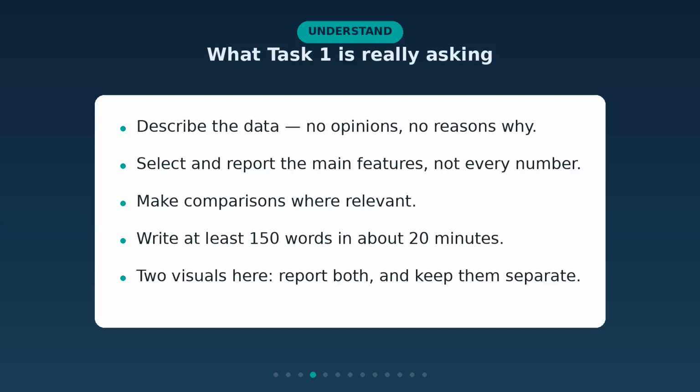First, let's be clear about the job. Task 1 is pure description, no opinions, and no guessing why. You select the main features rather than listing every number, and you compare where it makes sense. Aim for at least 150 words in about 20 minutes. Because we have 2 visuals, we will report each one in its own paragraph.